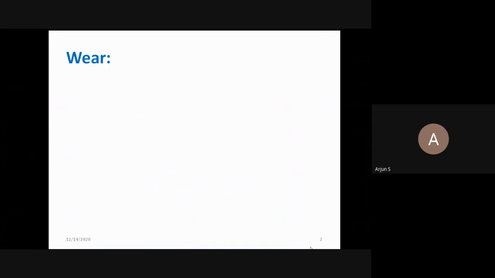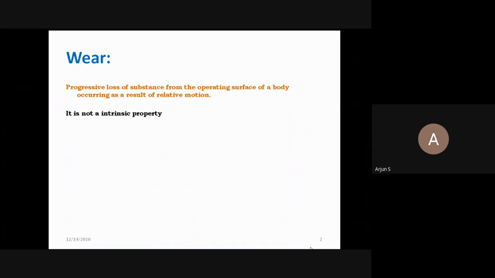To start with wear, everyone will know about wear. It is an undesirable removal of material from the operating solid surface, or you can call it the progressive loss of a substance from the operating surface of a body, occurring as a result of relative motion. Whenever two objects in motion are in contact with each other, some material loss will take place. That is called wear, and it is an intrinsic property.